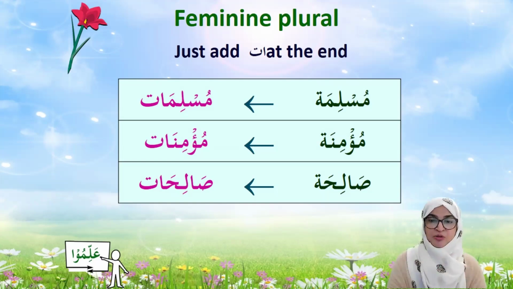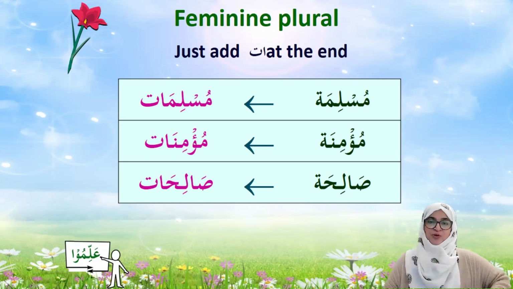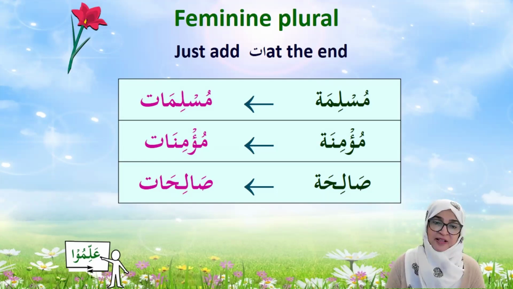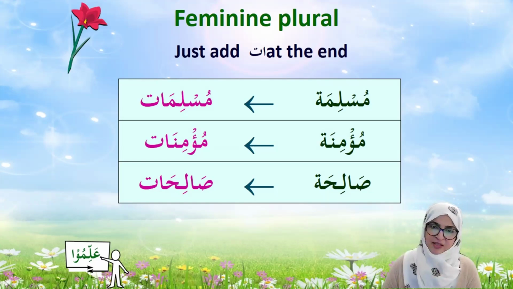Now let me ask you. Can I tell one thing? Yes. When you make a plural, you remove the ta marbuta and add alif and ta. Exactly, that's exactly what you do. You cut out the ta marbuta and just add alif and ta at the end of the word.